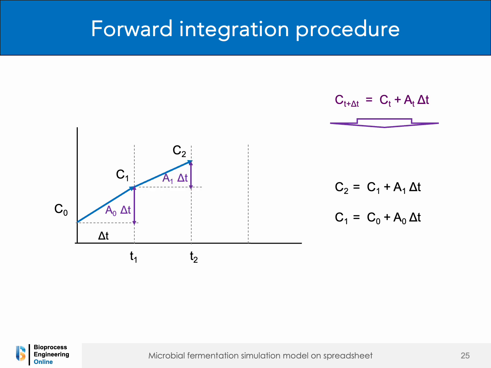At time T1, the slope A1 is then recalculated, and the concentration C2 at the following time T2 is determined as C1 plus A1 delta T. The procedure is repeated to calculate C3 and the following concentrations over the whole investigated time period.